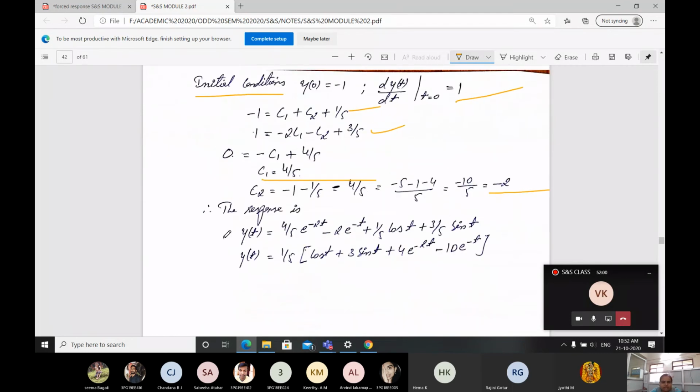Then just substitute c1 and c2 in the y of t equation. So you will get the complete response: y of t is equal to 4 by 5 e raised to minus 2t minus 2 e raised to minus t plus 1 by 5 cos t plus 3 by 5 sin t. You can stop here or take 1 by 5 as a common factor, and the leftover is cos t plus 3 sin t plus 4 e raised to minus 2t minus 10 e raised to minus t. This can also be asked for 8 marks in the question paper.